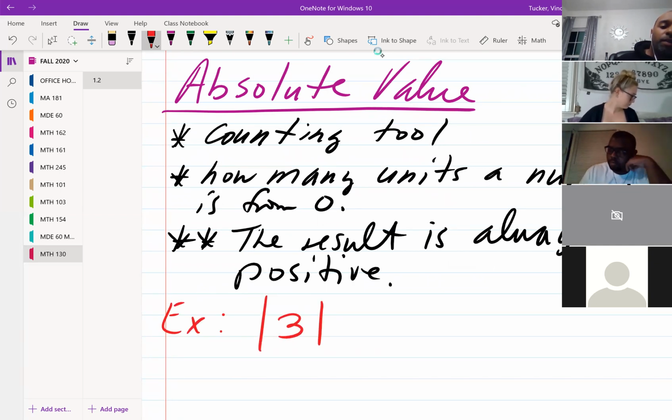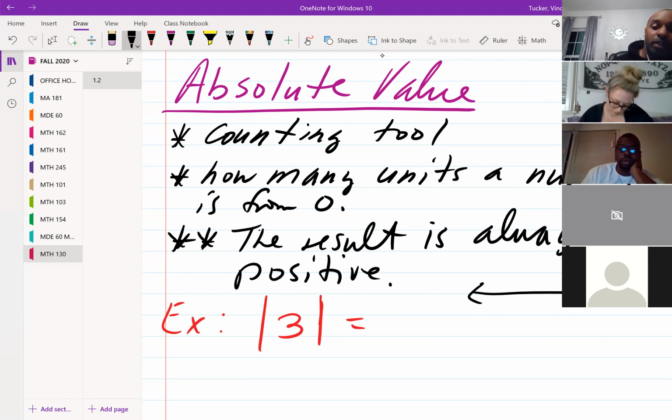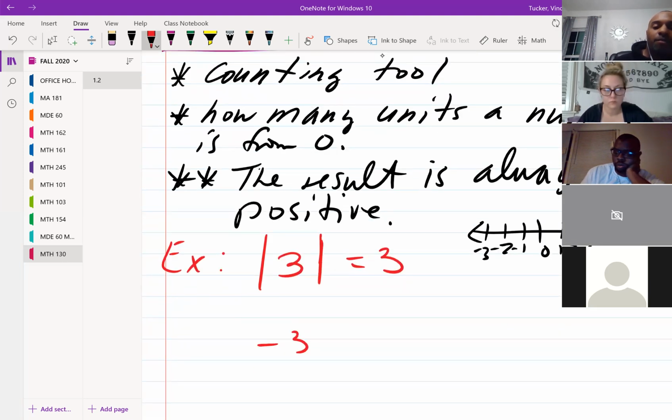When you look at the absolute value of 3, that's what those 2 long lines on the outside of 3 mean. You're asking yourself, how many units is 3 away from 0? If I look at the number line, and I know you don't have to do this every single time, I'm just showing you where it's coming from and what we're talking about when we say units. How far is 3 away from 0? It's 3. Same thing with -3. How far is -3 away from 0? It's 3 units. And that's all the absolute value is.